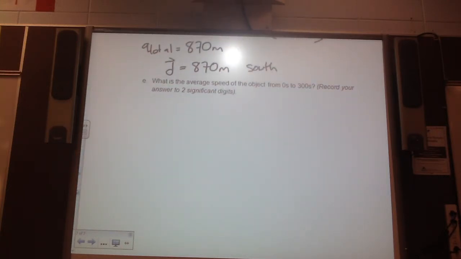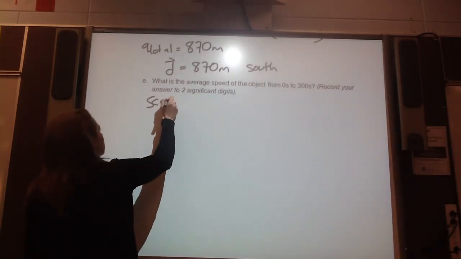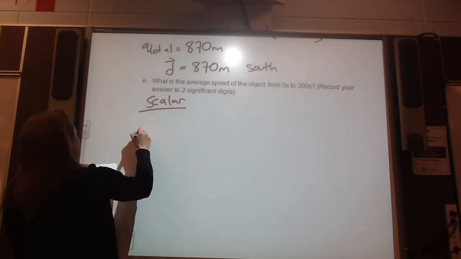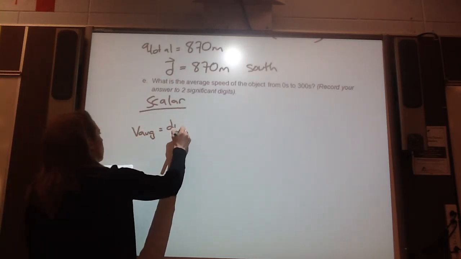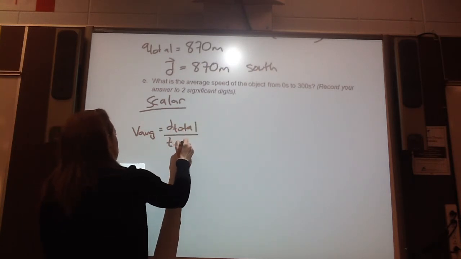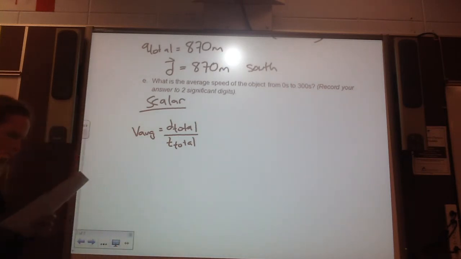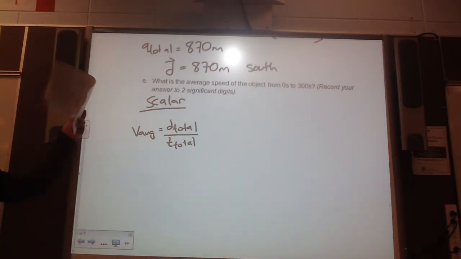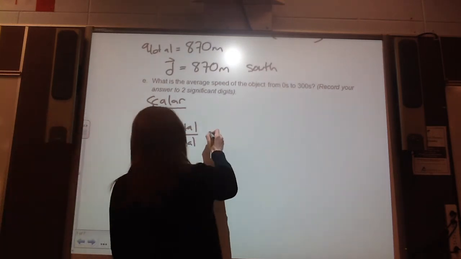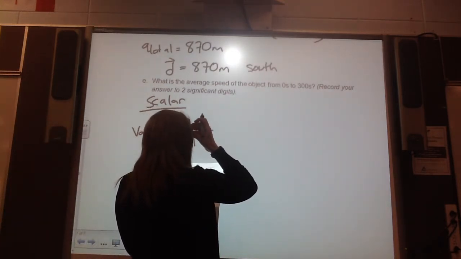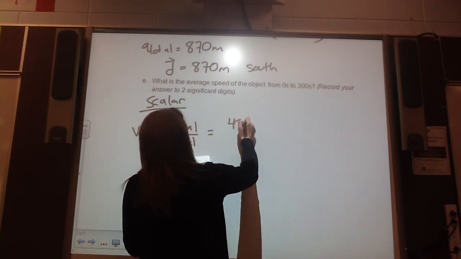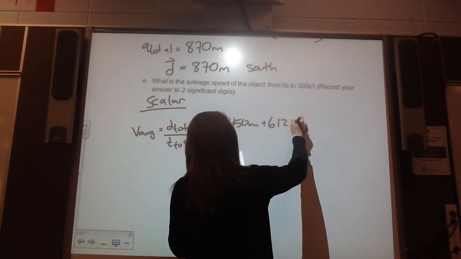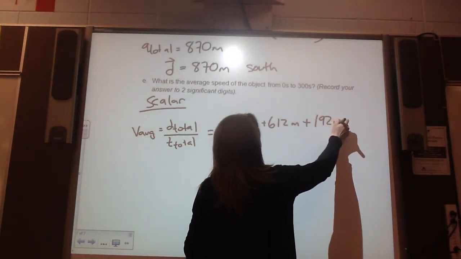What is the average speed of the object from 0 to 300? Average speed is a scalar quantity, and my formula for this is V average equals D total divided by T total. I'm not going to write out my distances all over again, since I figured them out from the previous question. So my distance is going to be 450 meters plus 612 meters plus 192 meters.